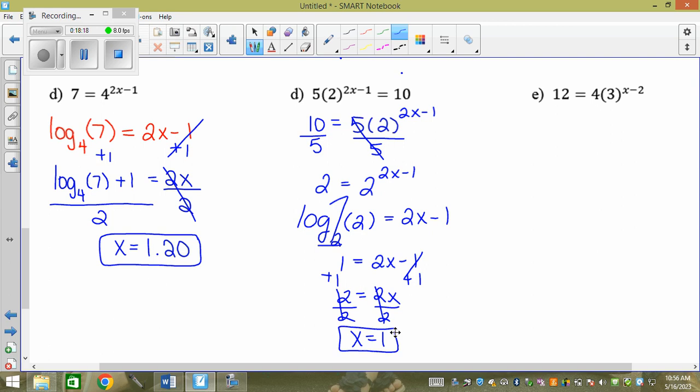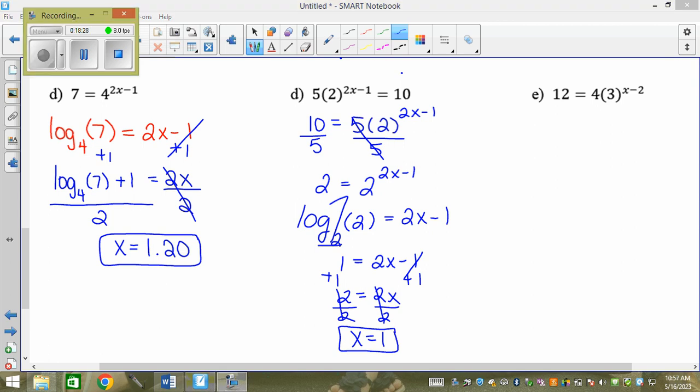Can we check every single one of these? You can always check the solving. You could type it back in and see if left side equals right side, or you could go y1, y2 and find out where they intersect. You're doing E. Try it out.